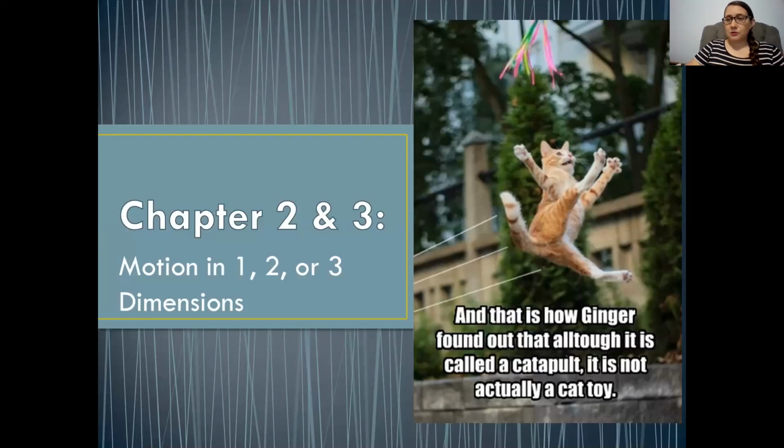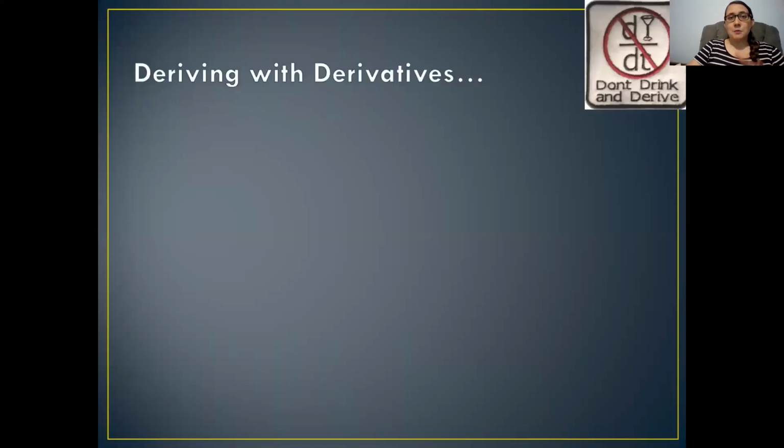So chapter 2, remember, was all about motion in one dimension. And now we're going to extend those ideas that we just covered into motion in 1, 2, or 3 dimensions. So let's take a look. Remember, yesterday we talked about some of our rules with derivatives, how to apply the power rule, the sum, difference, product, quotient, and higher order derivative rules. So we're going to put some of those into practice today to show you how we come up with all of these equations that we're going to use.